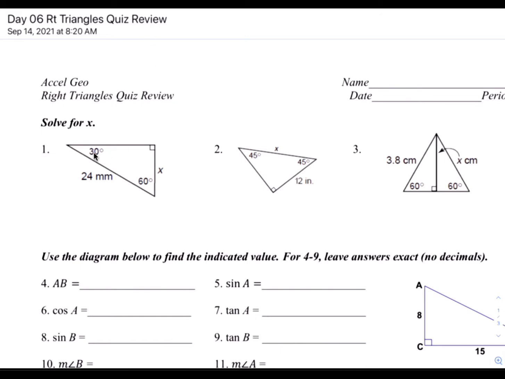Starting with number 1, it says solve for x. That's for 1, 2, and 3. X is the short leg of this 30, 60, 90 triangle. Here's a picture of the ratios of a 30, 60, 90 triangle. So 24 is twice A, or twice the short side. That means the short side would be half of the hypotenuse, and half of 24 is 12. So x is 12.